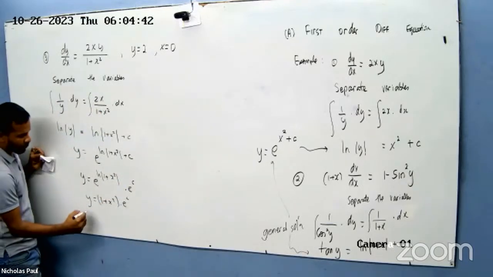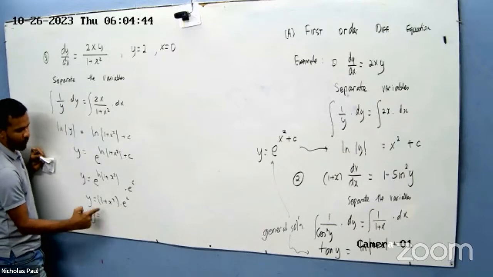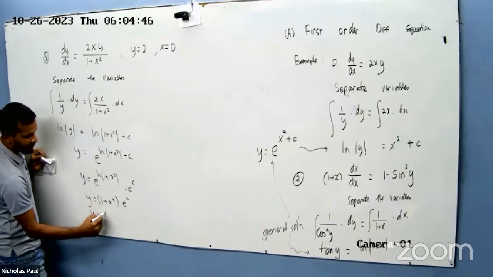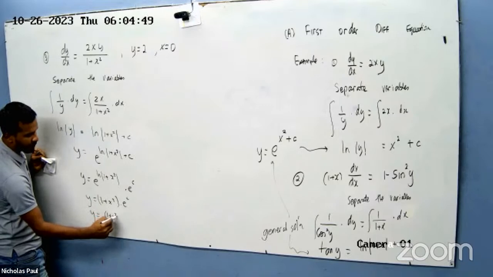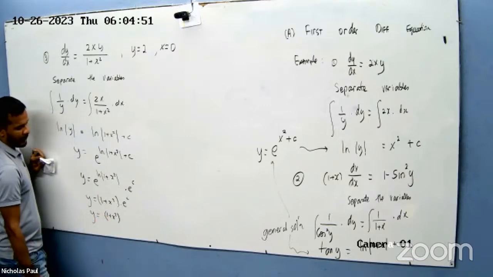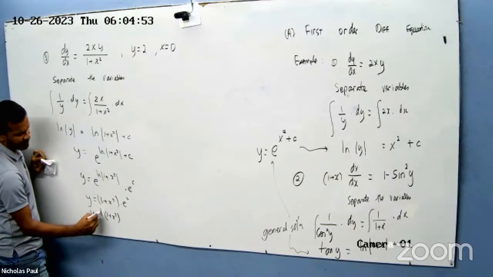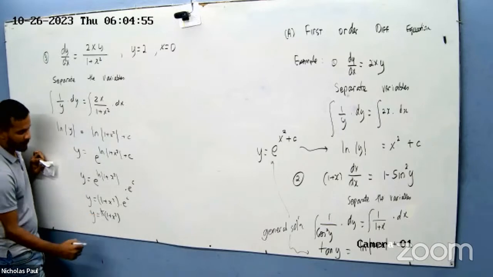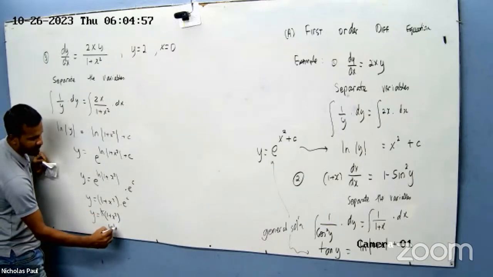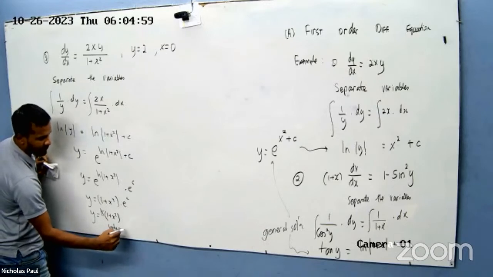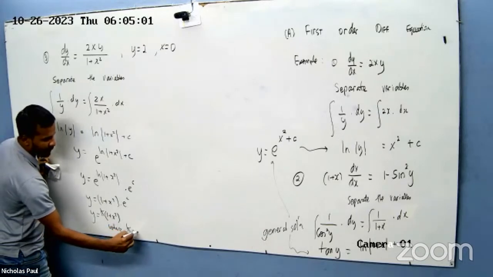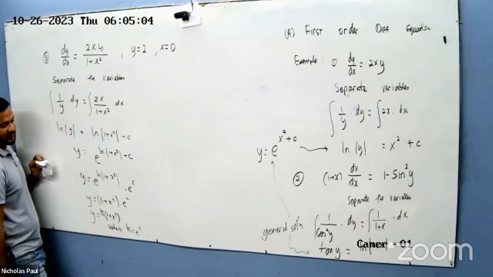Right, so you end up with y is equal to 1 plus x squared times e to the c, and you can write it like this: k by 1 plus x squared. You'll tell them that k is equal to e to the c. So it looks a little bit nicer.